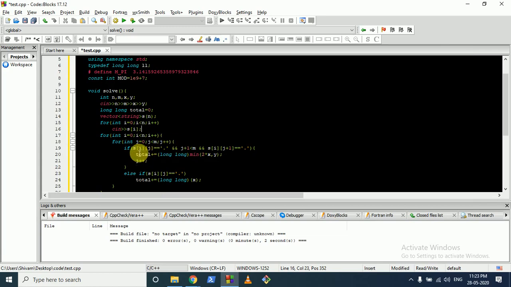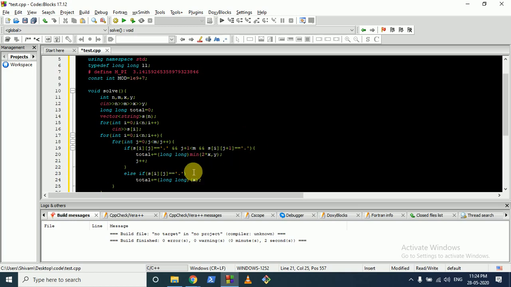If you find any s[i][j] to be a dot, and then see that j plus 1 is within the bound, less than m, and s[i][j+1], the next adjacent square in the same row, is also a dot, so it means there are two consecutive dots, then the total increases by the minimum of 2 times x, the cost of 1x1, and y. You can typecast it to long. And you increment j, because you have filled two squares with one step.